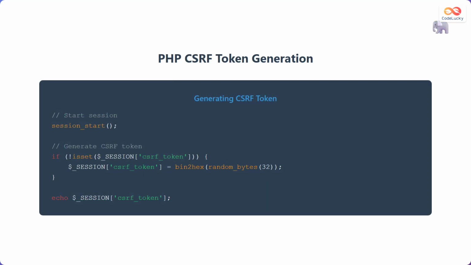Let's look at how to generate a cross-site request forgery token in PHP. First, start a session using the function session_start. Then, check if a cross-site request forgery token already exists in the session. If not, generate a secure, random token using bin2hex and random_bytes functions. Store this generated token in the session variable named CSRF_token. Finally, output the cross-site request forgery token.